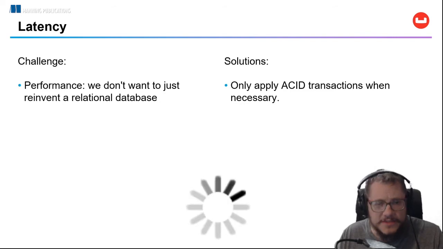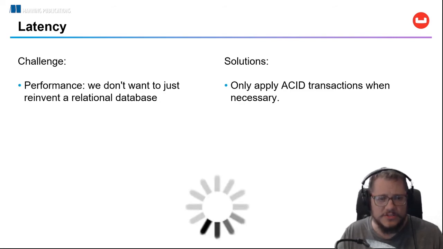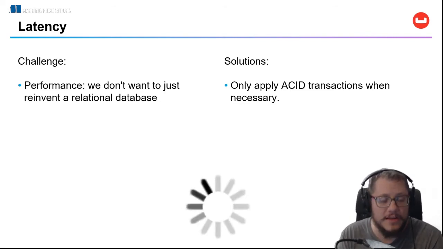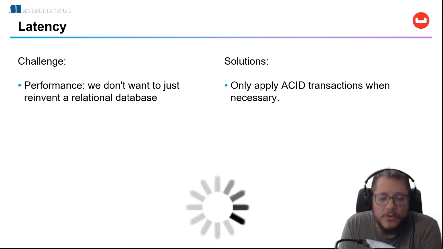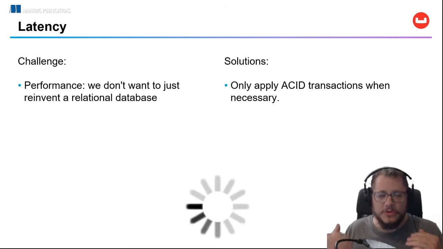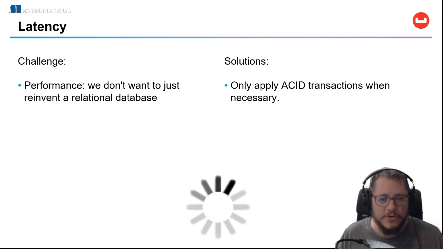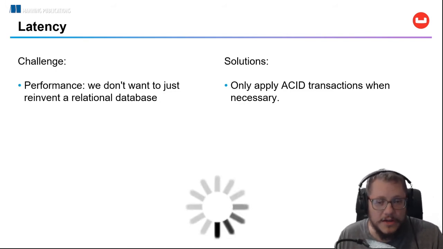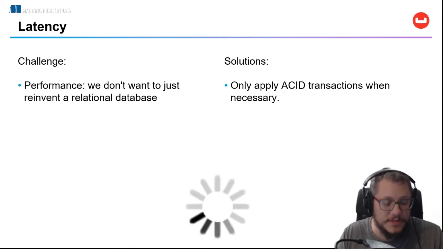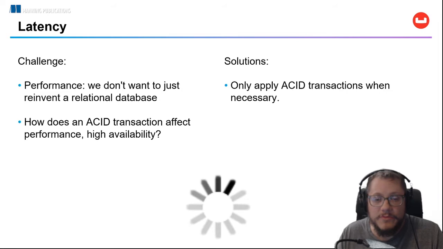Distributed ACID transactions are always going to have overhead, potentially a lot of overhead. Hopefully it's getting improved and reduced with every new version, but there's always going to be overhead. So only apply a transaction when it's necessary, is basically the solution there. And then we need to understand how an ACID transaction affects performance, and how it affects high availability.